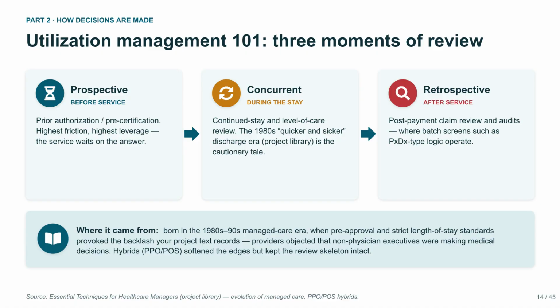Utilization management operates in 3 moments: prospective, concurrent, and retrospective. Prospective review occurs before service, creating the most friction. Concurrent review happens during the stay, and retrospective review audits the claim afterward. Each stage carries different leverage and different consequences for the patient and provider.